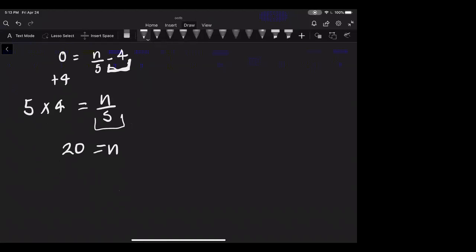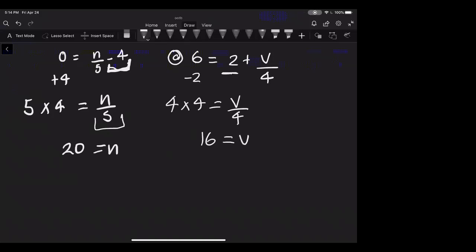Good job. Let's say if I have this. I want you guys to try this question. So we have 2 adding, so we're going to do the opposite, which is subtracting. v is equal to 16. Azaria, did you get that? Yep. Okay, good job.